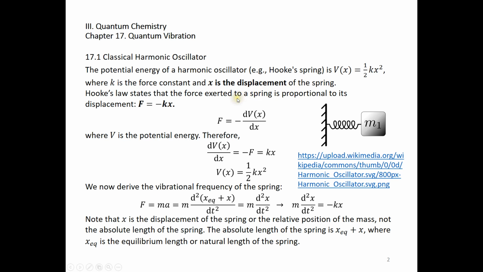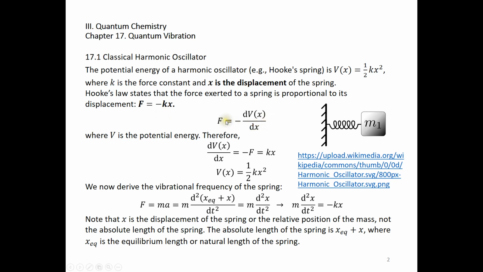Hooke's law states that the force exerted on a spring is proportional to its displacement. F equals negative kx. We have a negative sign here because the direction of the force is opposite to the direction of the displacement.